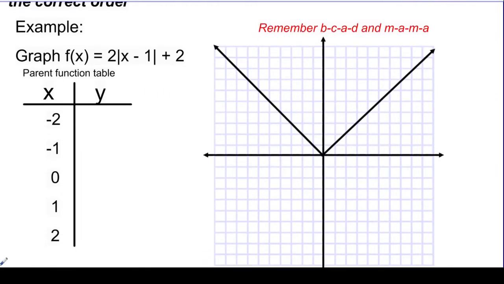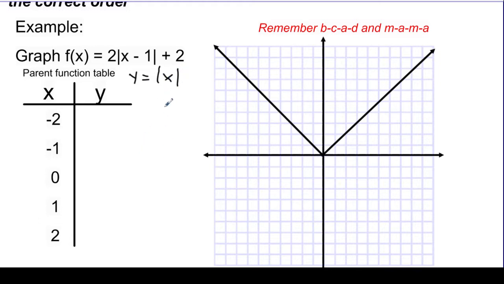But if we wanted to graph this from scratch, we would have to remember that the parent function means the function that uses only the operation for this function, which for us here is absolute value, and no other operations, no addition, subtraction, multiplication, division. In this case, the simplest function would just be y is equal to the absolute value of x.